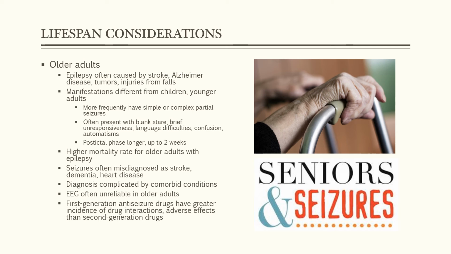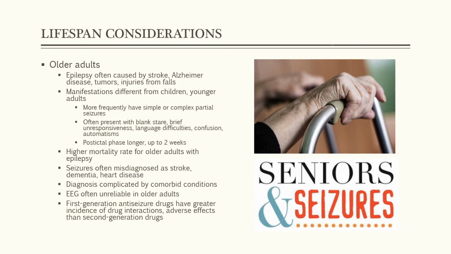Epilepsy in older adults is often caused by stroke, Alzheimer's disease, heart disease, tumors, and injuries from falls. However, approximately half of the seizures seen in older adults are cryptogenic, meaning their cause cannot be identified. Epilepsy in older adults can threaten their independence and quality of life by increasing their risk for falls and fractures, forcing driving restrictions, increasing social isolation and depression, and causing low self-esteem and loss of employment.